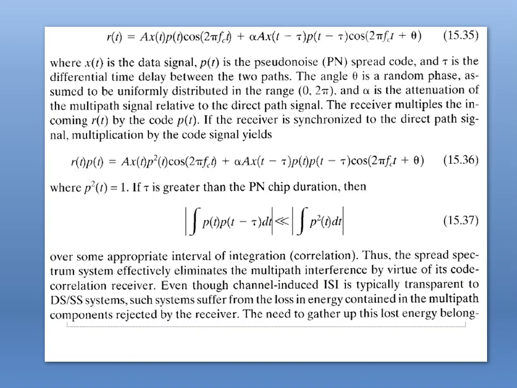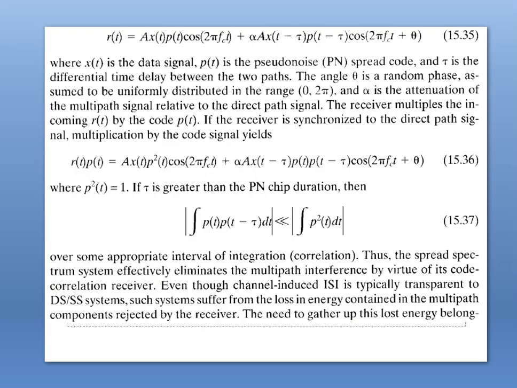The angle theta is a random phase assumed to be uniformly distributed in the range of 0 to 2 pi, and alpha is the attenuation of the multipath signal relative to the direct path signal. The receiver multiplies the incoming r(t) by the code p(t). If the receiver is synchronized to the direct path signal, the multiplication is done with the code signal, as shown in equation 15.36. In equation 15.36, p squared of t is equal to 1.